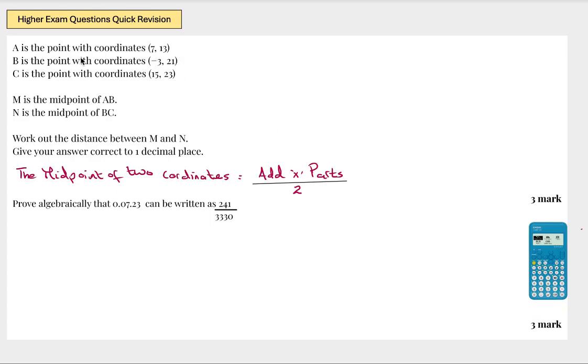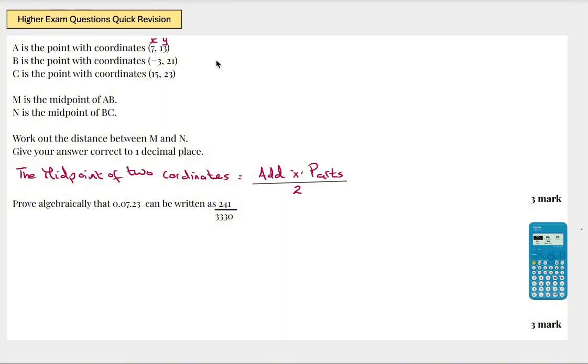So A is a point with coordinates 7 and 13. Remember, this is our x and this is our y. B is the point with coordinates minus 3 and 21, and C is the point with coordinates 15 and 23. M is the midpoint of AB. So if M is the midpoint of AB, we need to find the coordinates between A and B.